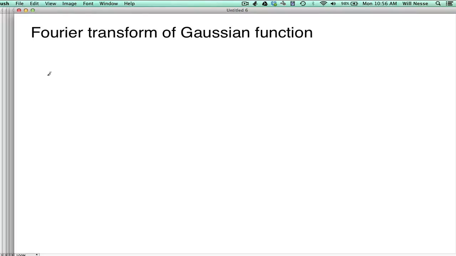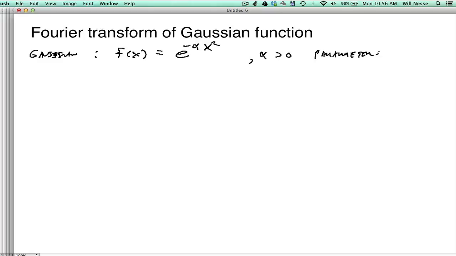And welcome. Today we're going to talk about how to compute a Fourier transform of a Gaussian function. So what is a Gaussian function? Well, we'll define it as f of x is equal to e to the negative alpha x squared, where alpha is just a positive parameter. So it's just going to be a constant.